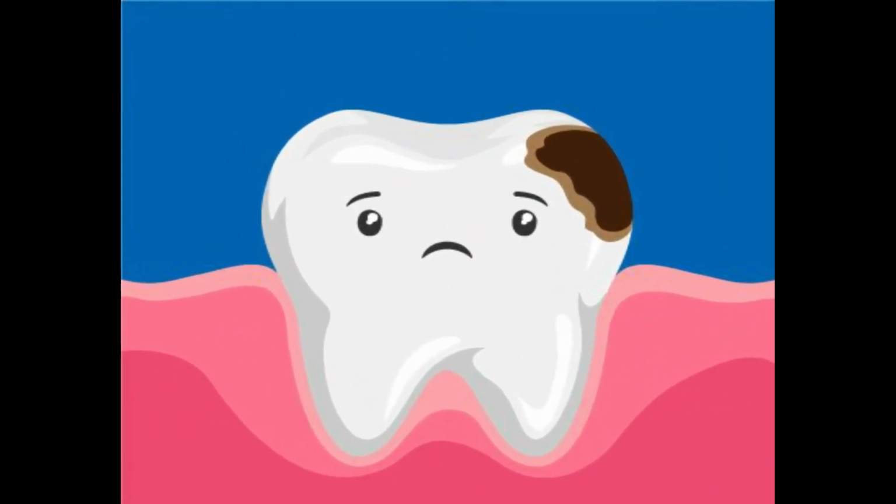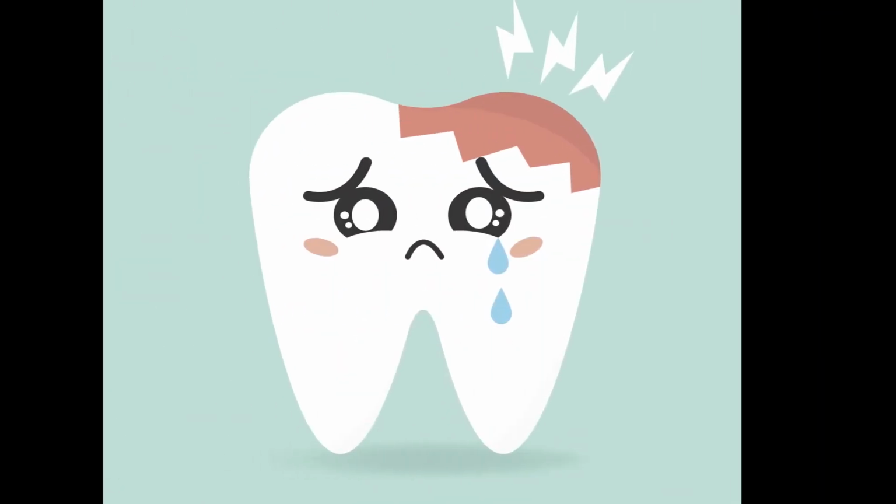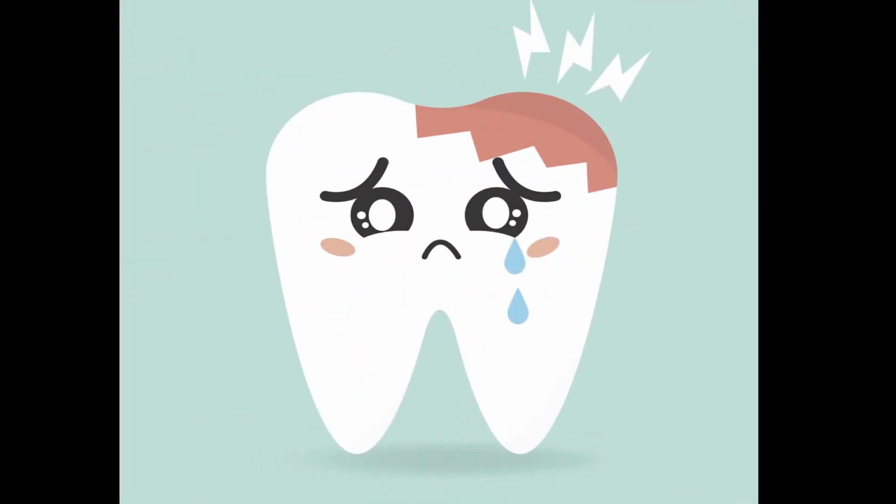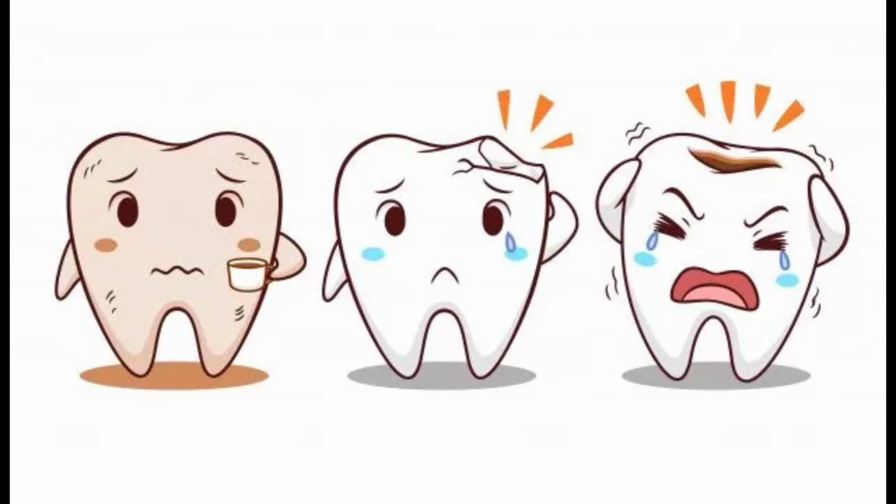What are cavities? Cavities are decayed areas of your teeth that develop into small openings or holes. Cavities are formed because of damage of the tooth. That means decay of the tooth. Tooth decay can affect both enamel and also dentin.